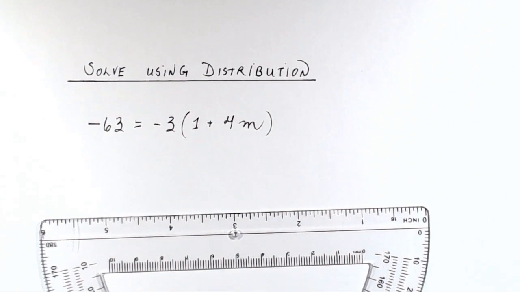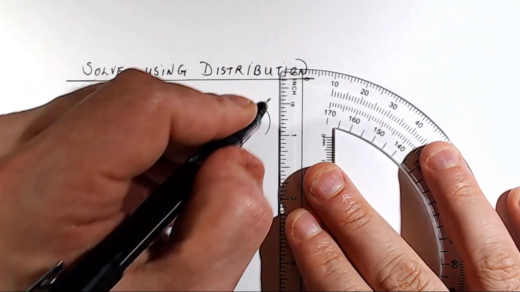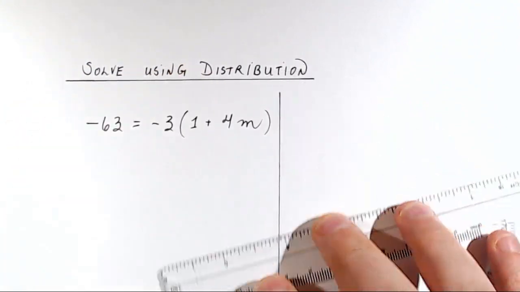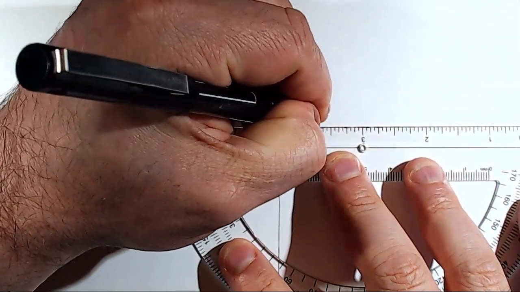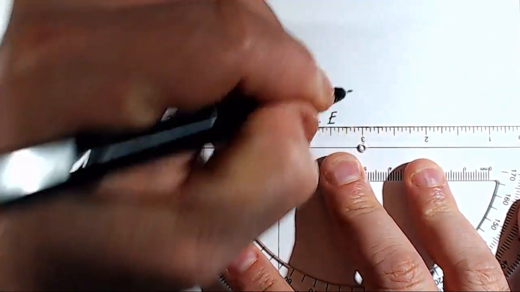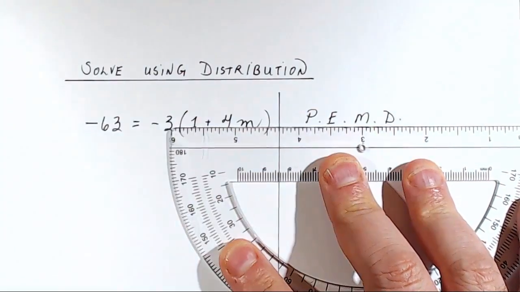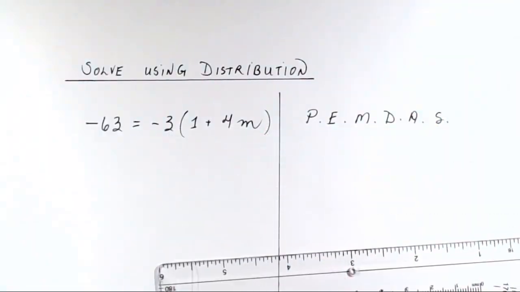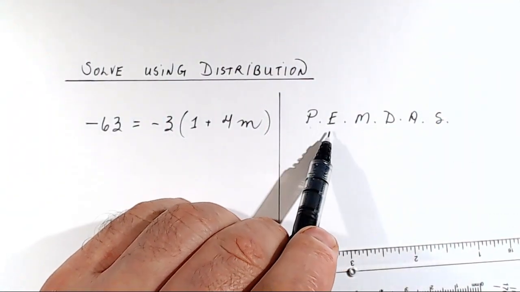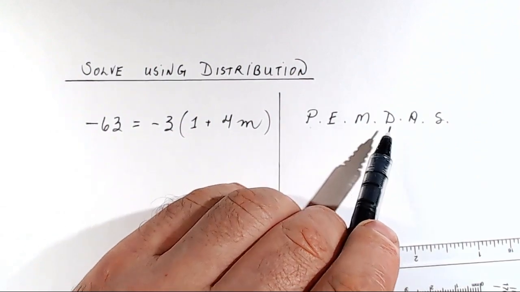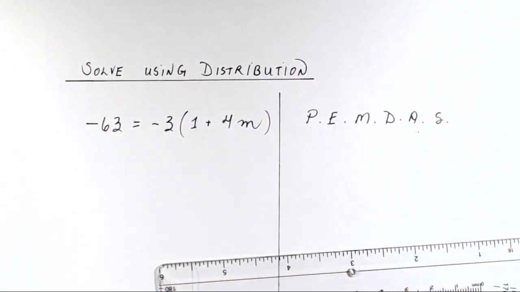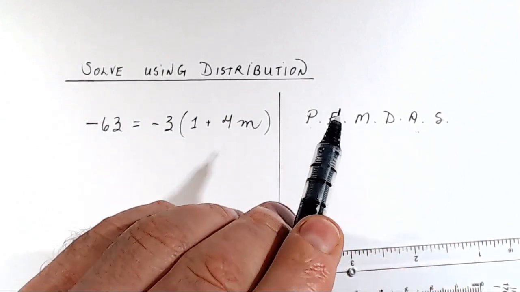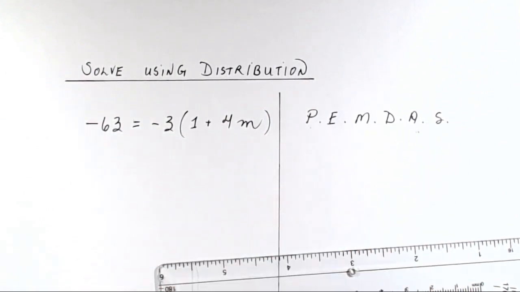Now, at this point, it is important that we discuss order of operations. And we do that using a clever acronym called PEMDAS, P-E-M-D-A-S. What it stands for is parentheses, exponents, multiplication, division, addition, and subtraction, in that order.